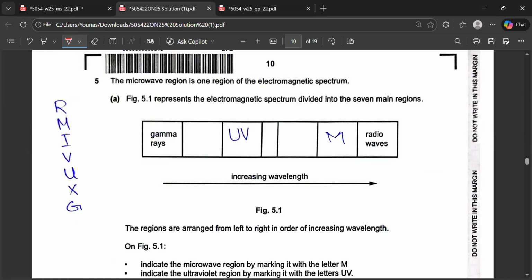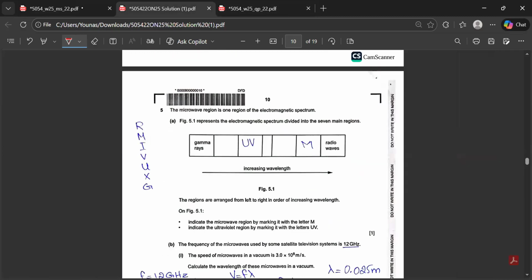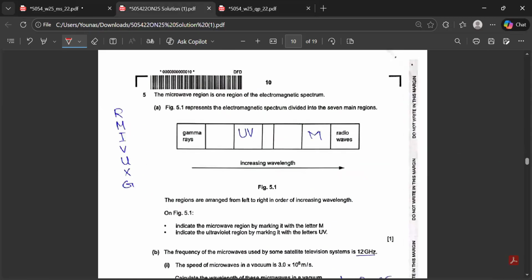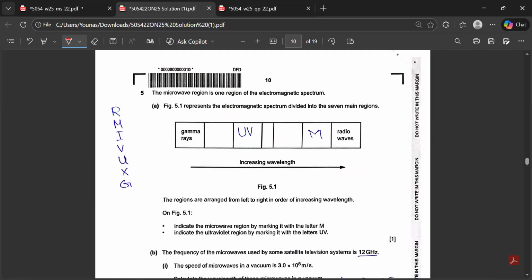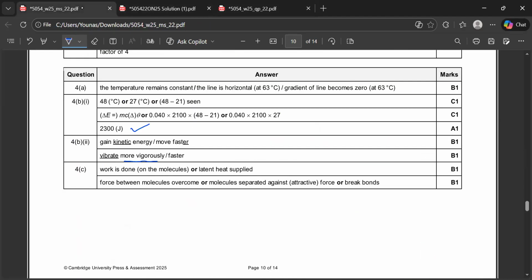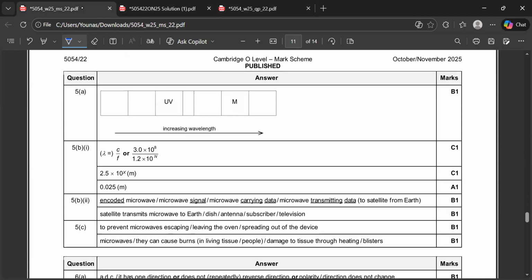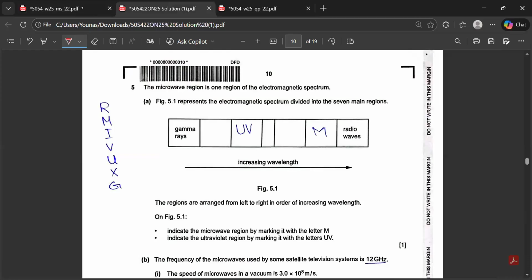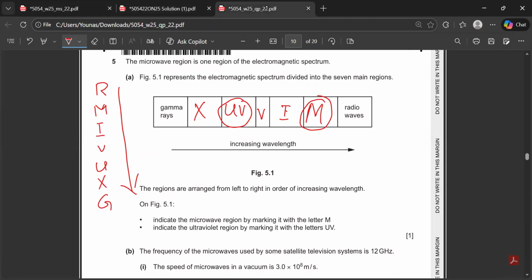So it's a 1 mark question. So I hope you understand this. Let me show you the marking scheme of the question number 5. Here we have the marking scheme of the question number 5, A part. Okay. Then we are going to the next part, B part.